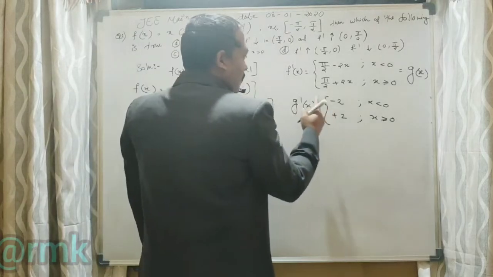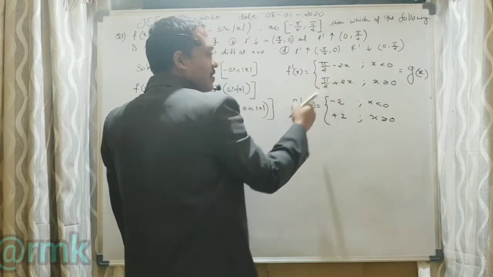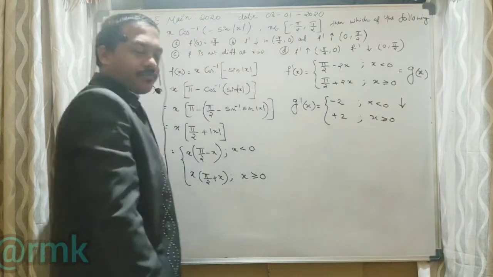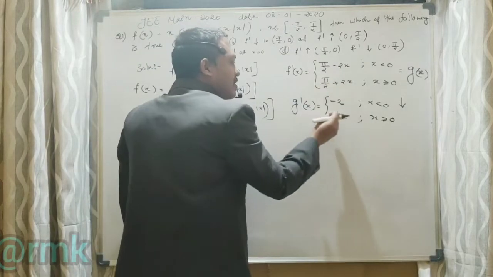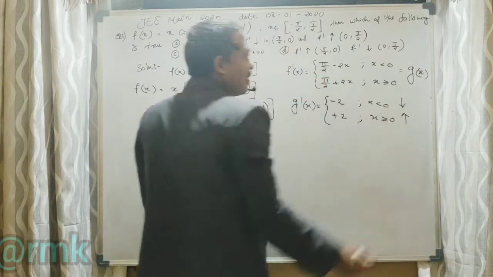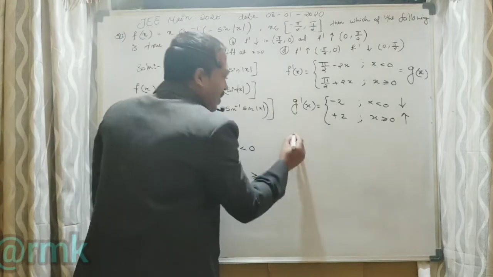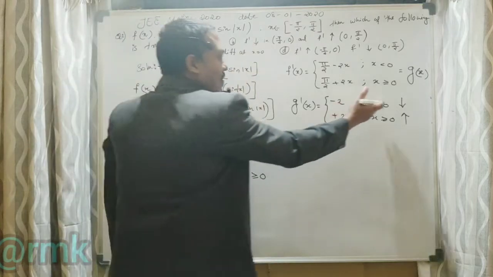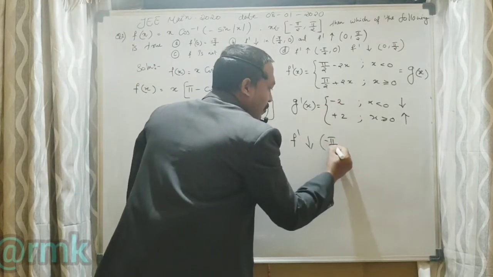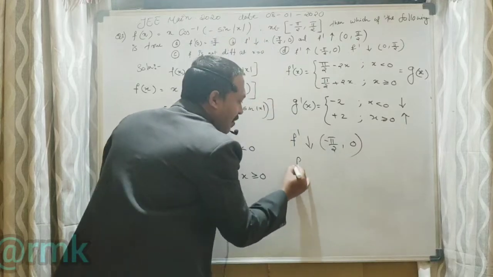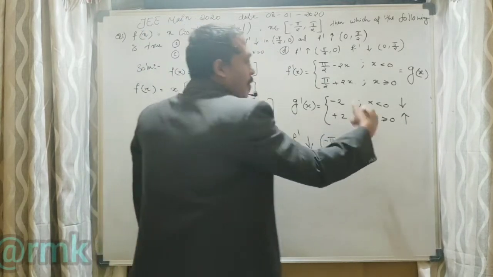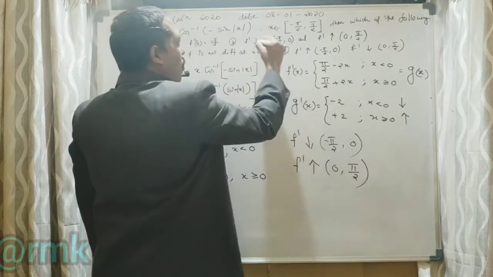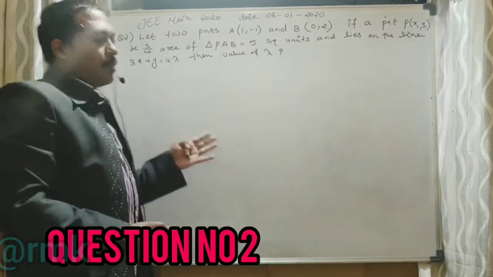We know that where the first derivative of a function is negative, the function is decreasing, and where it is positive, the function is increasing. Therefore, f dash is decreasing in the open interval (-pi/2, 0), and f dash is increasing in (0, pi/2). So the answer is option B.